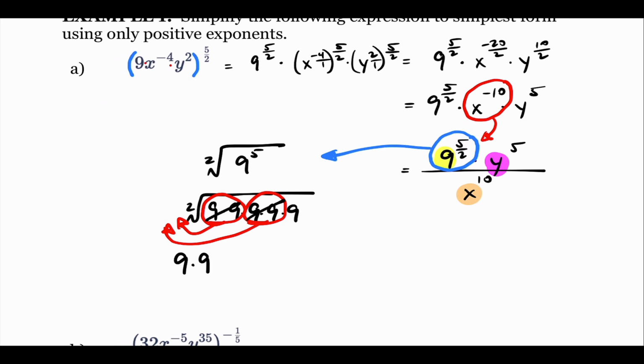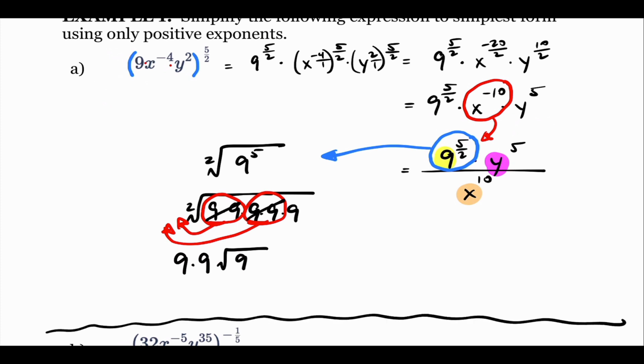So 2 pairs of 9s means I can take 2 9s out, and I'm going to have a 9 left over, right? Well, 9 times 9 is 81. Then what's the square root of 9? Doesn't 9 have a pair in it? 3, right? So now there's nothing left on the inside. So 81 times 3 is 243. That's what it simplifies to.